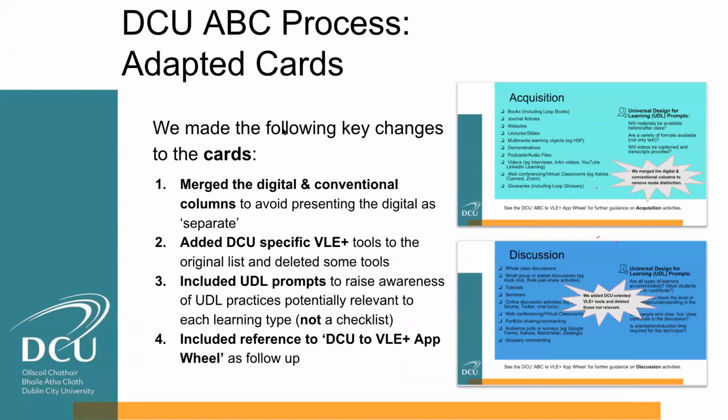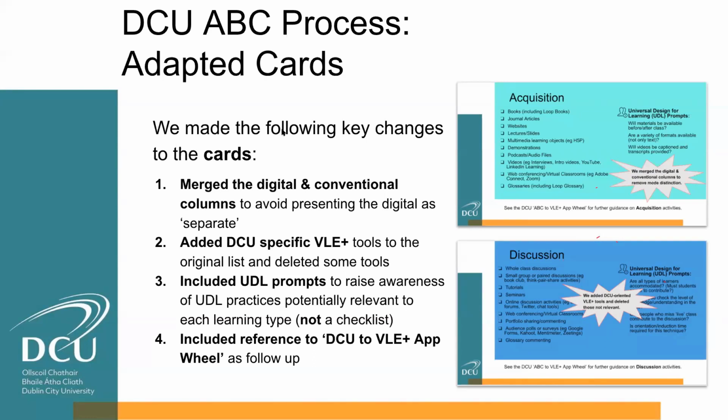So to explain what we did specifically with the 6 learning types cards, which are so integral really to the ABC process, we did through the course of the project make a number of changes to those. So just to explain what I mean there, some of the changes we made.